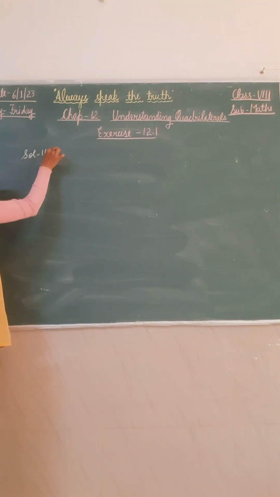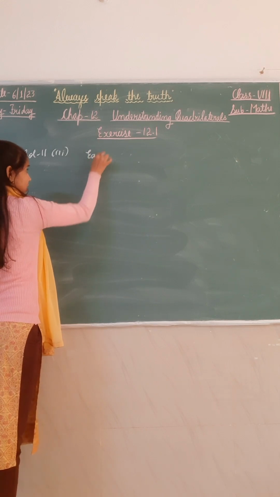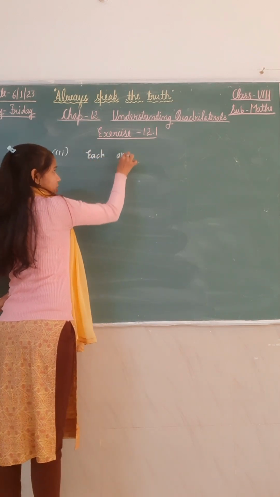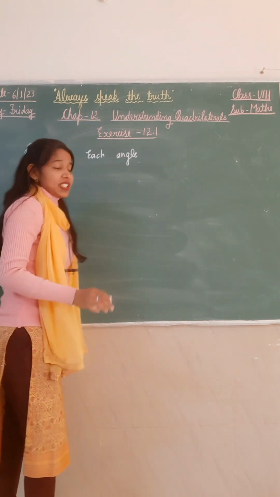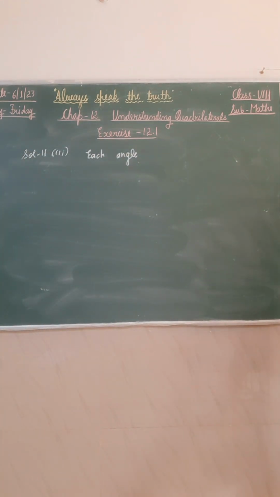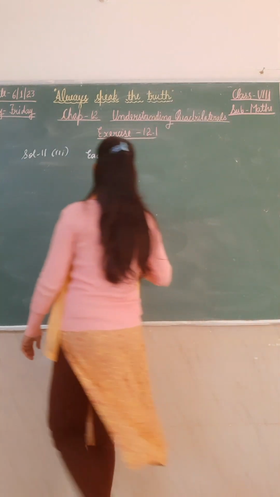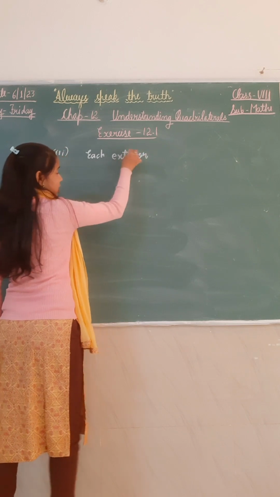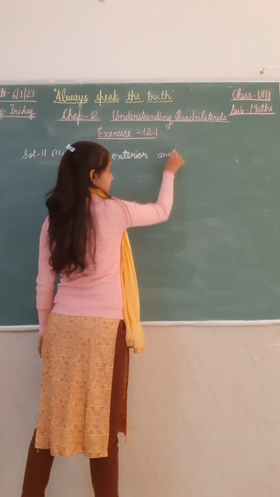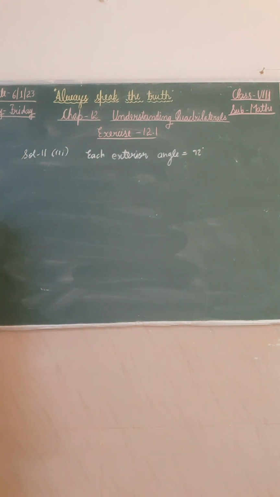Solution number 11 part 3. Part 3 is each angle. So what is given here? Each angle means each exterior angle. Each exterior angle is given. Each exterior angle is of 72 degrees, right?